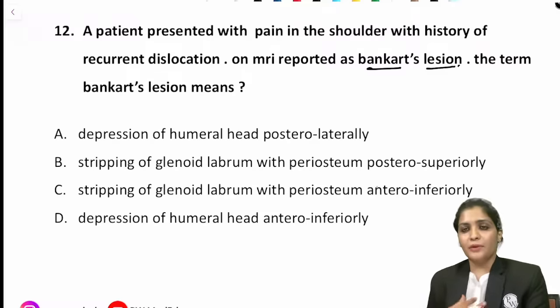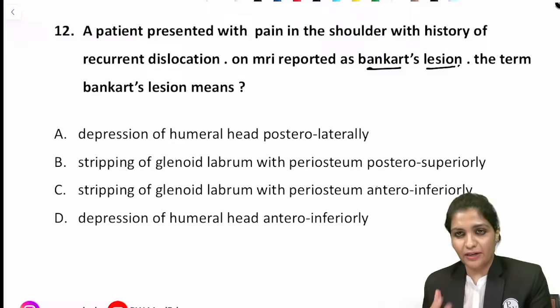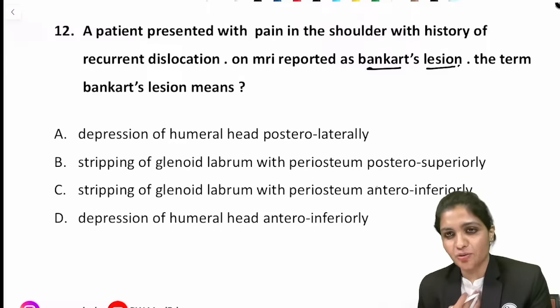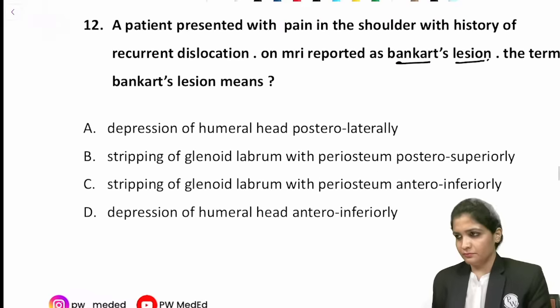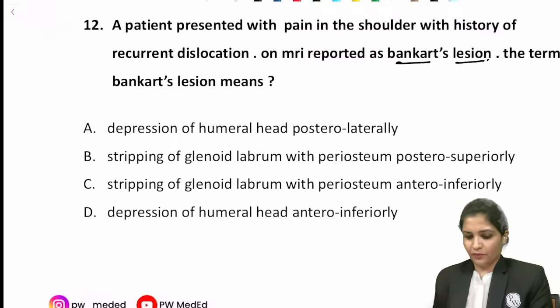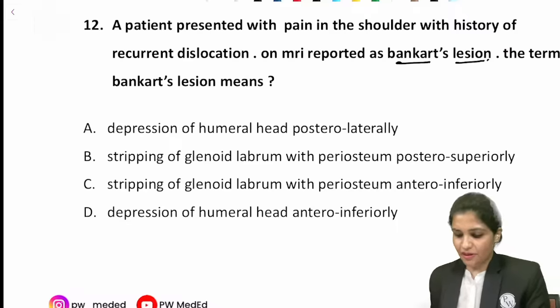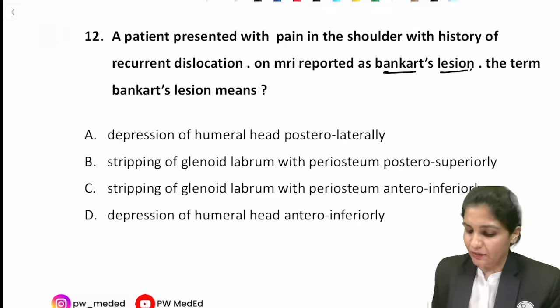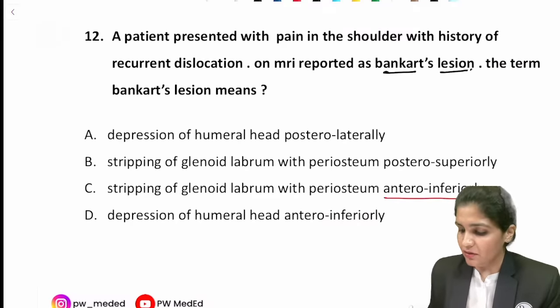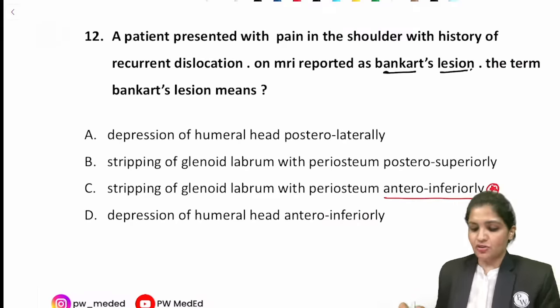As you all know, the most common joint to dislocate is the shoulder, and the most common dislocation in the shoulder is anterior dislocation, right? So the answer here: Bankart's is nothing but the stripping of the glenoid labrum with periosteum anteroinferiorly, right? So that is Bankart's.